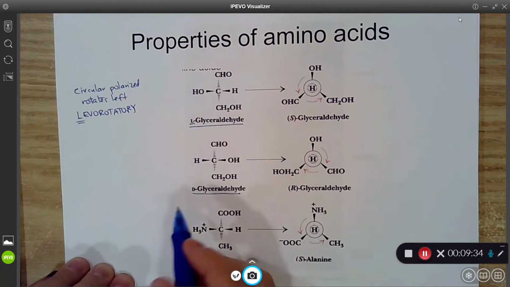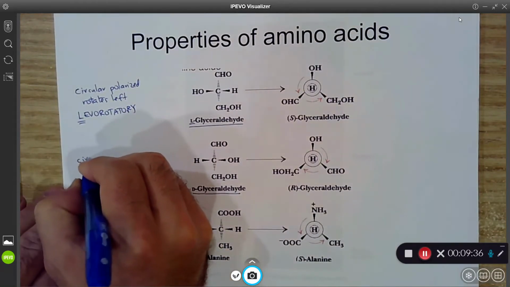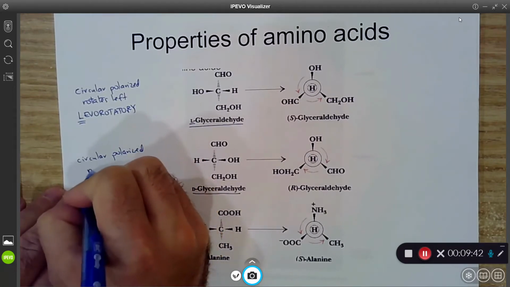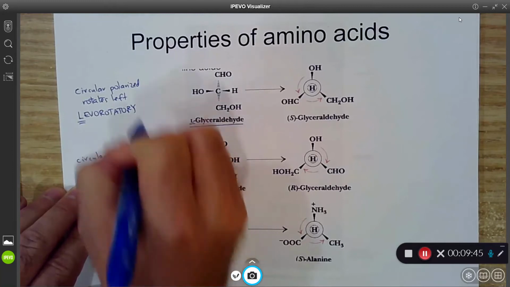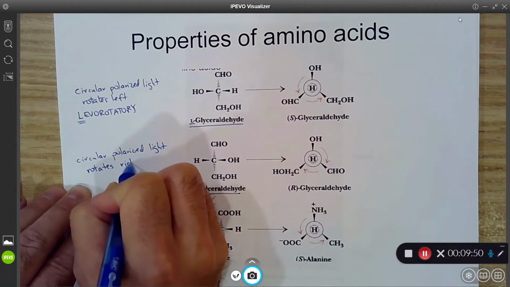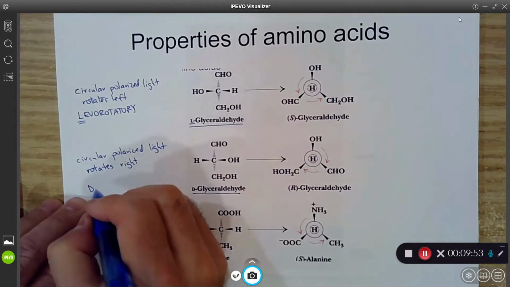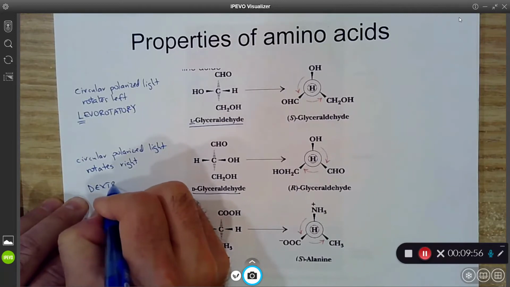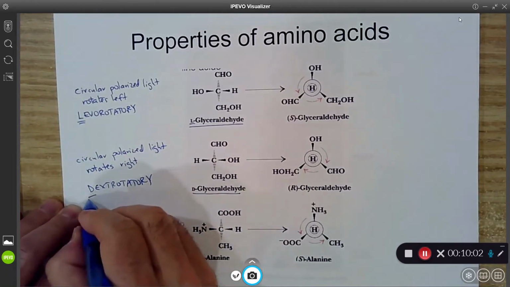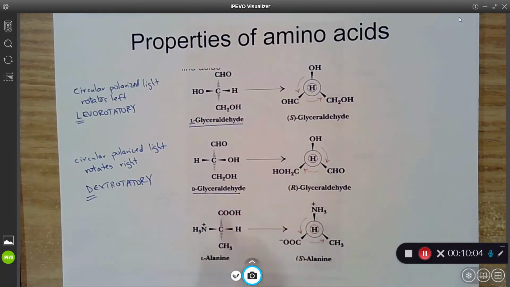Conversely, the other stereoisomer takes circularly polarized light and rotates it to the right. This is known as dextrorotatory, so that has the prefix D. That's why this is called D-glyceraldehyde. So these are some sort of historical nomenclatures that researchers would use.